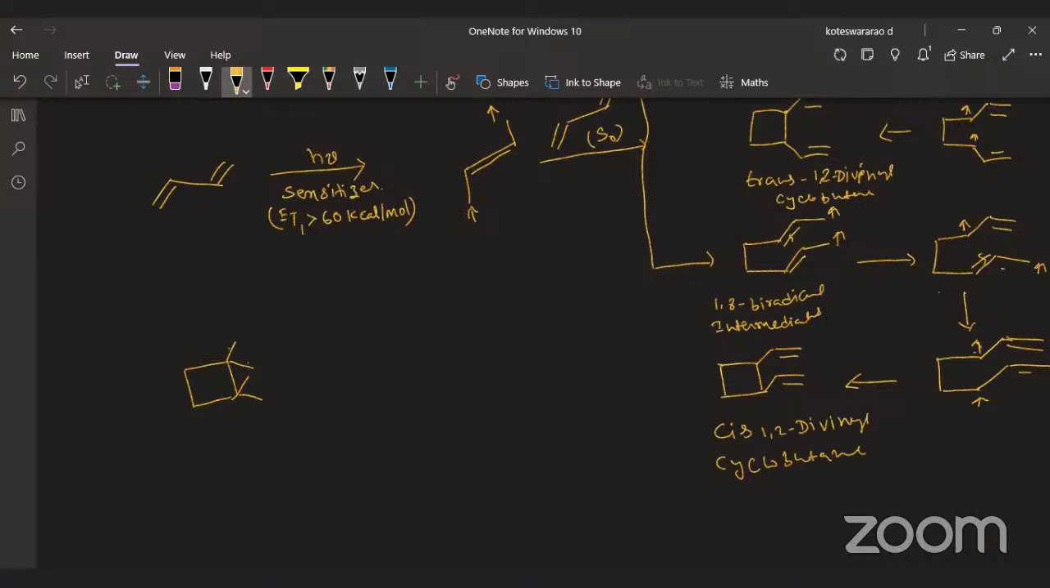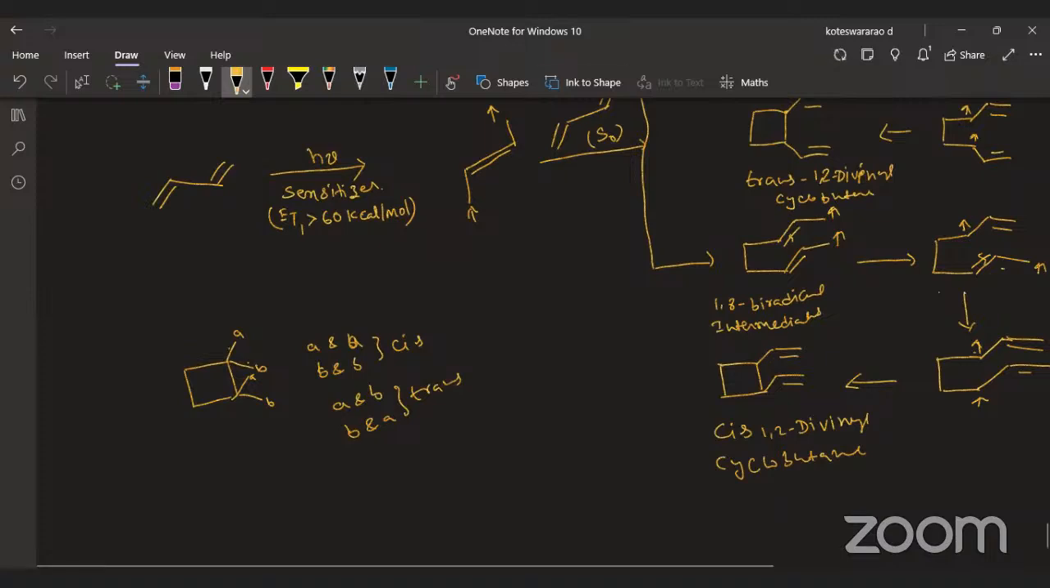These two are on the same side. A and A, same side. B and B, same side. A and A, and B and B are cis in bonding nature. A and B are trans. Did you get my point? Okay.